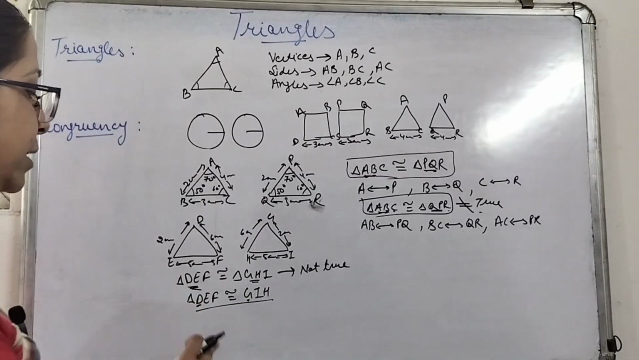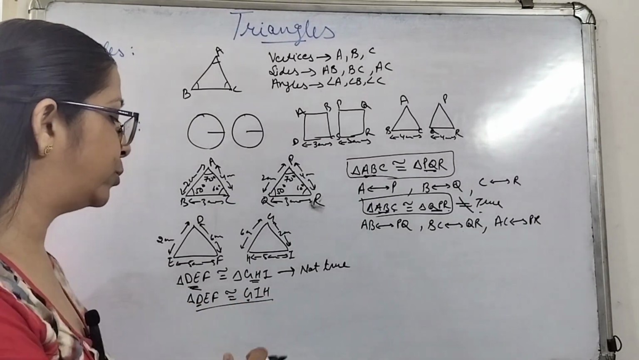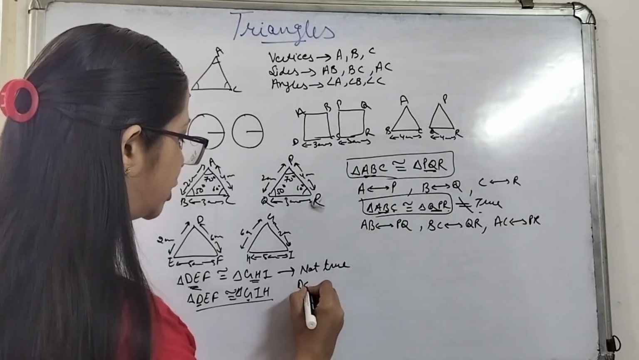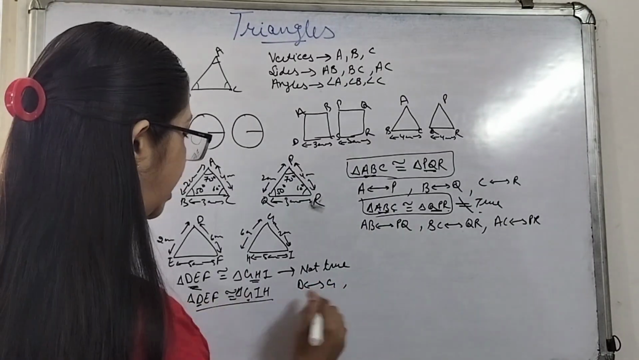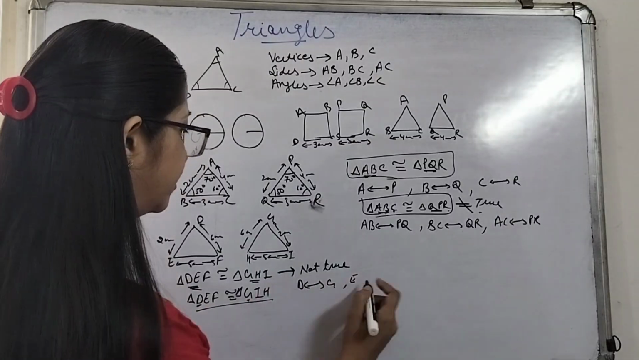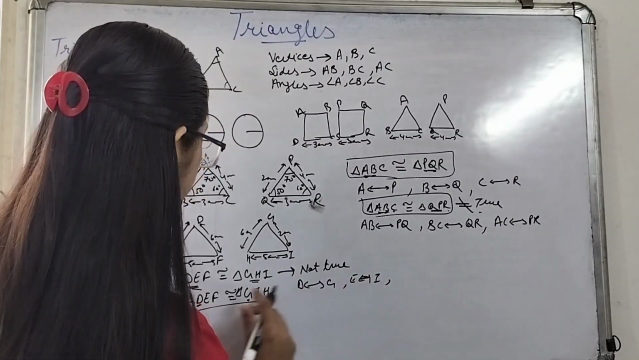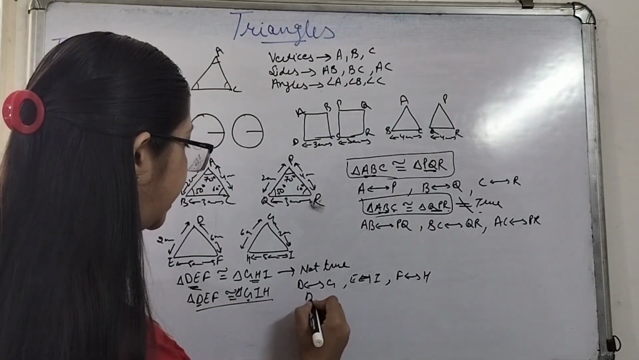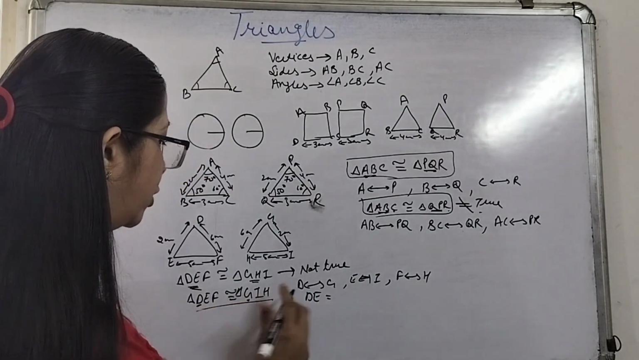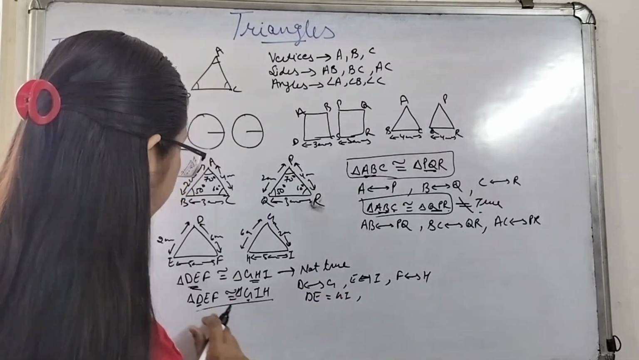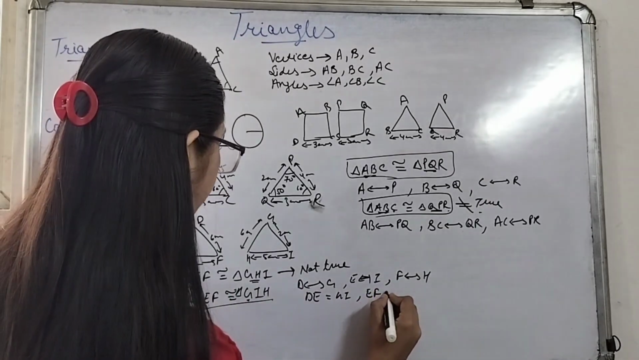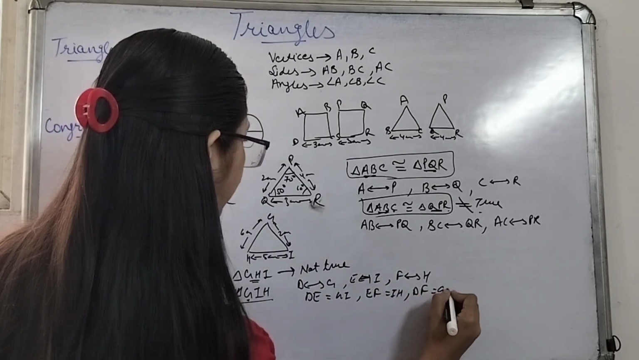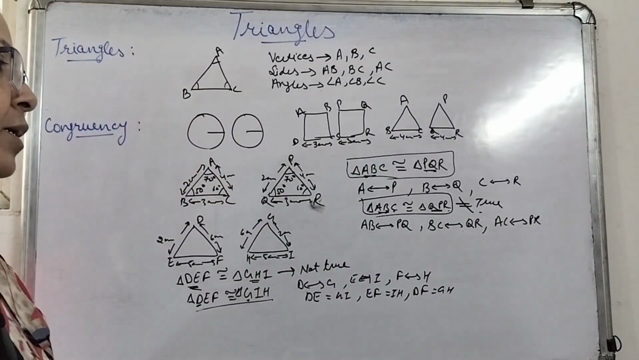And when we are saying that triangle DEF is congruent to triangle GIH, that simply means D corresponds to G, E corresponds to I, and F corresponds to H. Or we can say DE will be equivalent to GI, EF will be equivalent to IH, and DF will be equivalent to GH. This will be the condition.